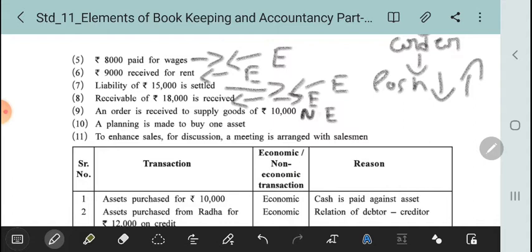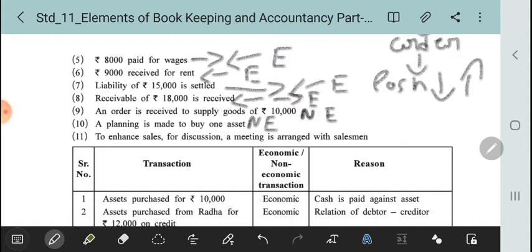Okay, we are not purchasing that asset now. In future there are chances that I will purchase that asset. Okay, so chances are there. Okay, but here the transaction is not happening, I am just planning in my mind that I will do this kind of things. Okay, so there is no transaction happening here. So according to that we can say that this transaction is a non-economic transaction. Okay, next, to enhance sales.